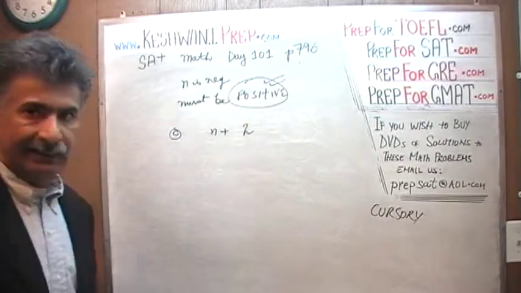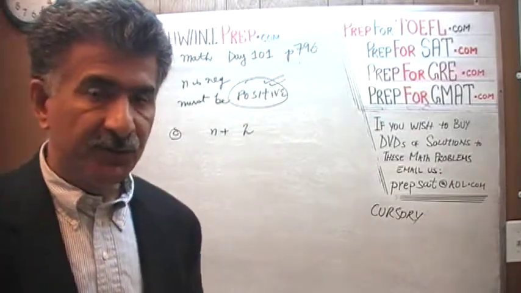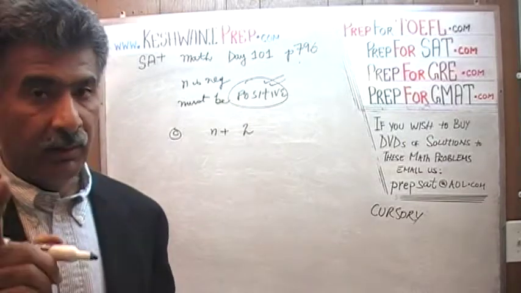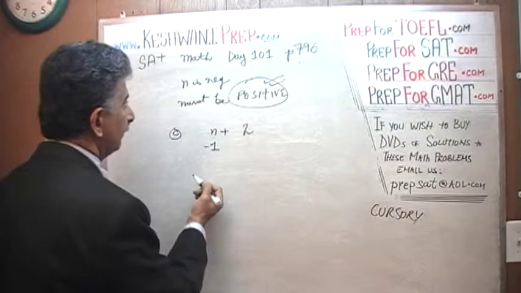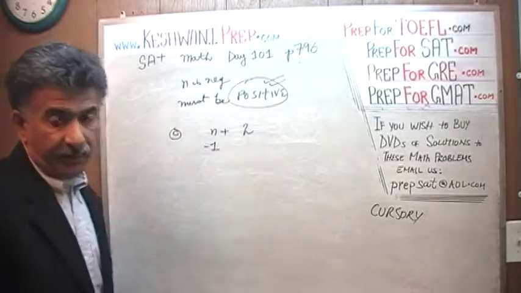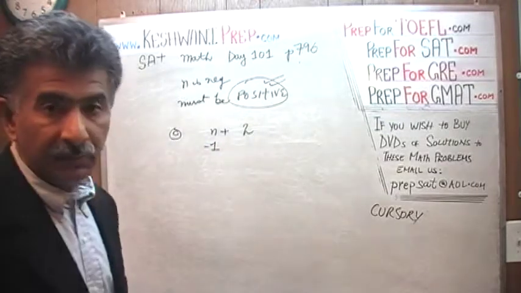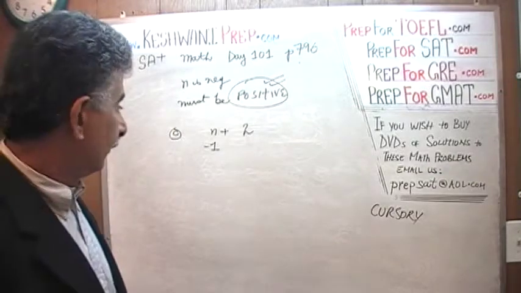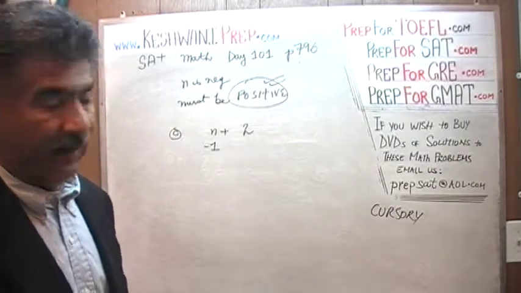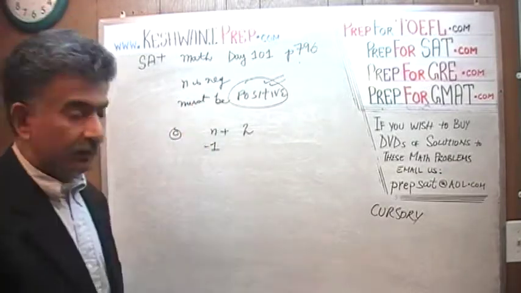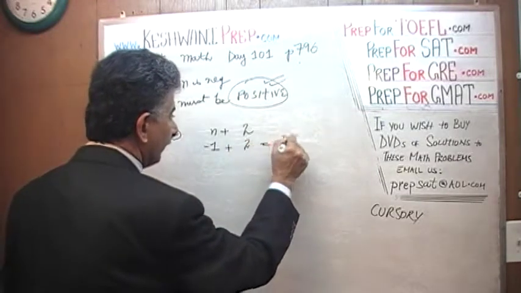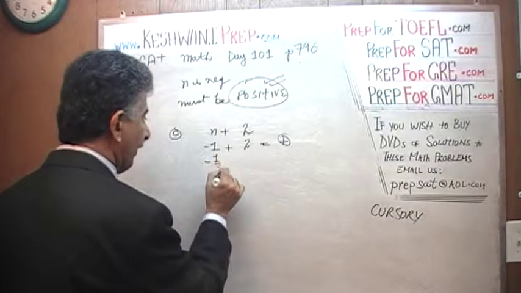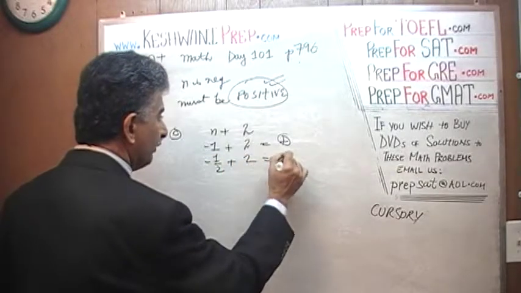Because you see, C is something that may be positive or it may not be positive. It all depends on the value of n. If n happens to be negative 1, or for that matter negative anything less than 2, for example negative half or negative 1.5, because it doesn't say it has to be an integer. If n happens to be negative 1, then negative 1 plus 2 will be positive. If n happens to be negative half, plus 2 will be positive.